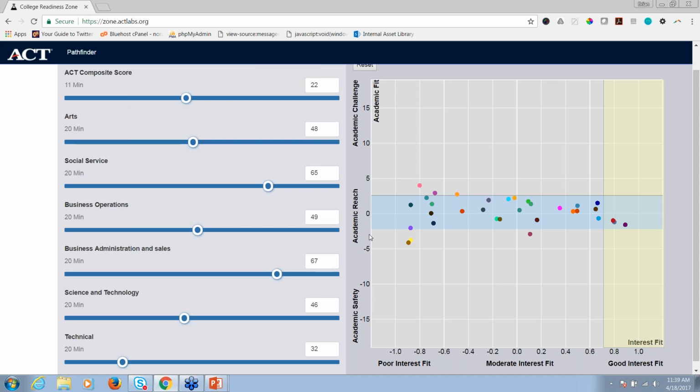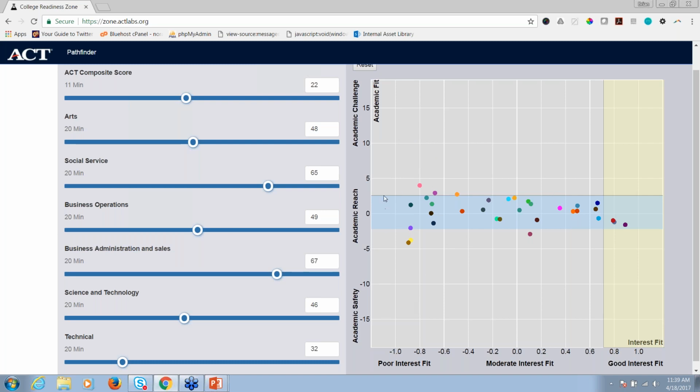So we looked at students who went into this major and were successful and looked at their average ACT composite score and then compared it to the student's composite score. And so some majors where students are more academically prepared, that might be an academically challenging major. And then for majors where students have lower scores, that might be an academic safety.